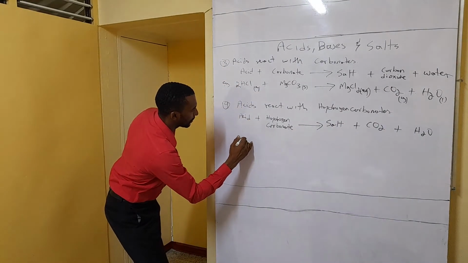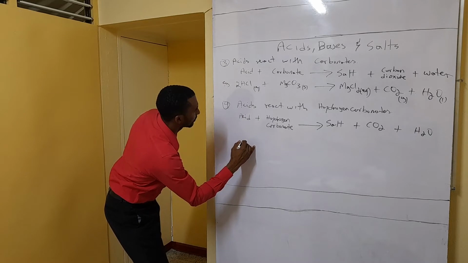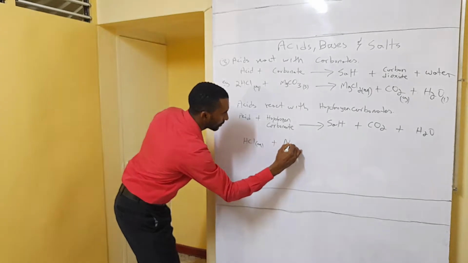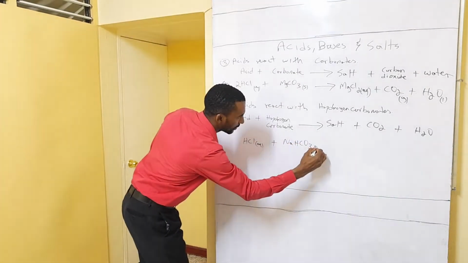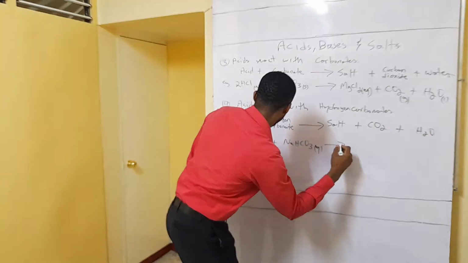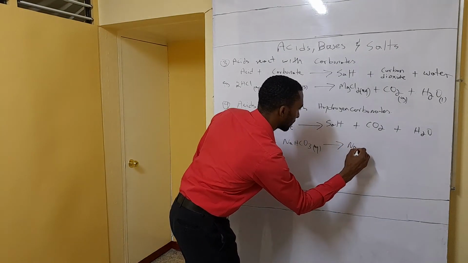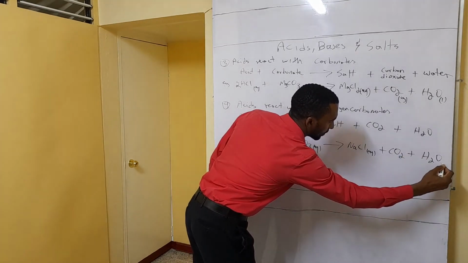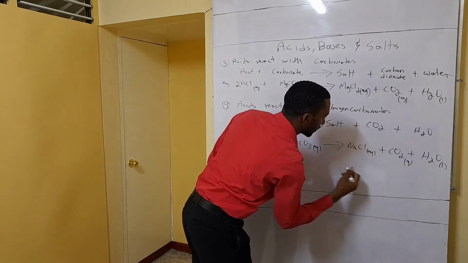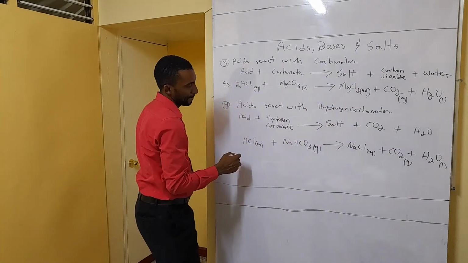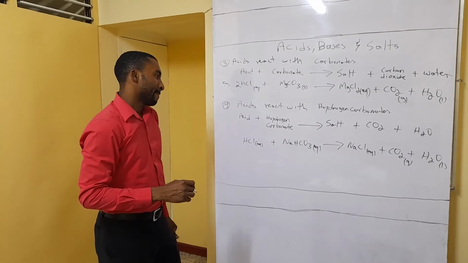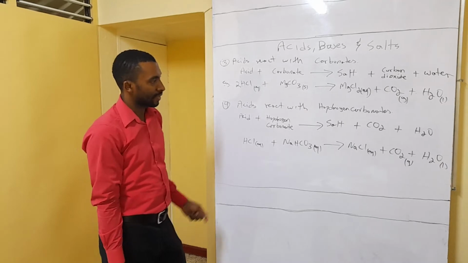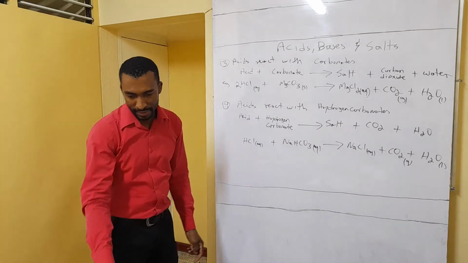Right? Example, HCl (aq) plus sodium hydrogen carbonate (aq) produces sodium chloride (aq) plus carbon dioxide plus water. Yes. It's balanced in this case, alright? Can make a note of that as well.